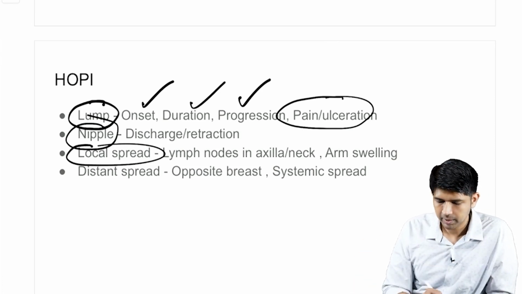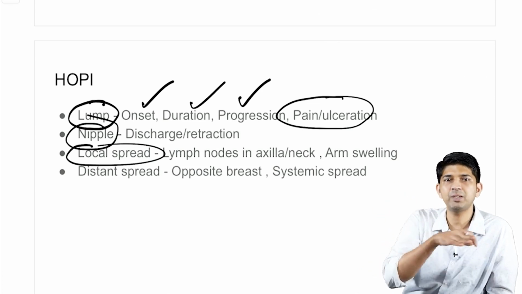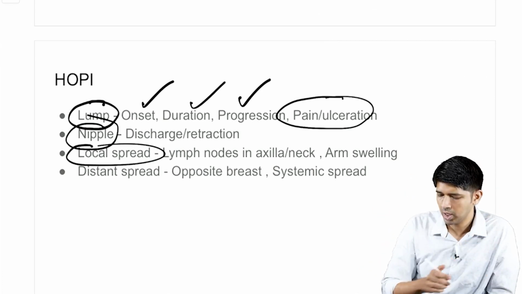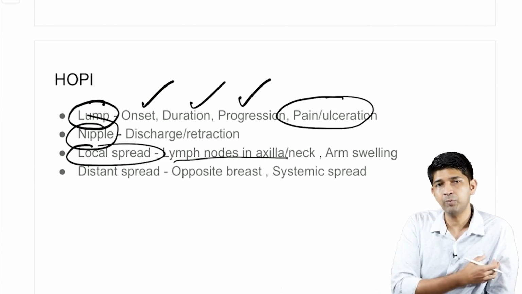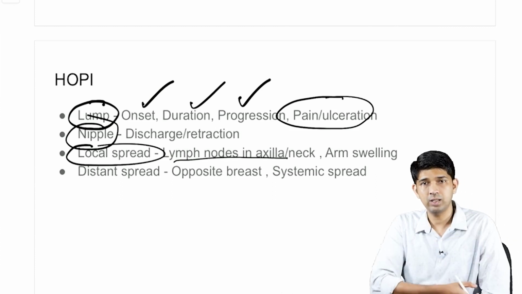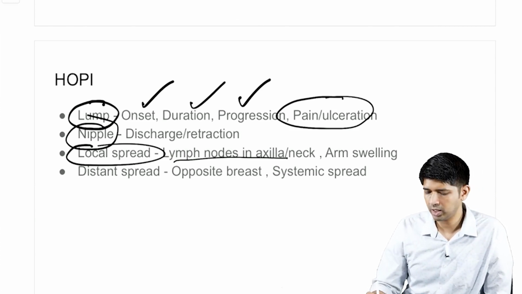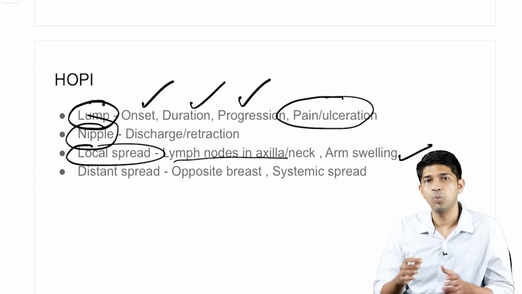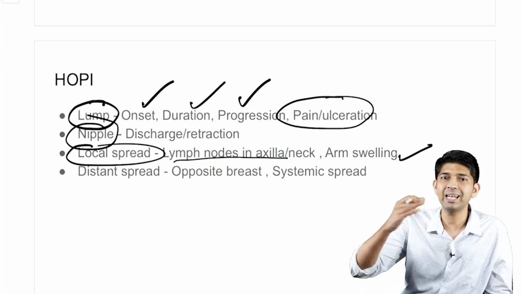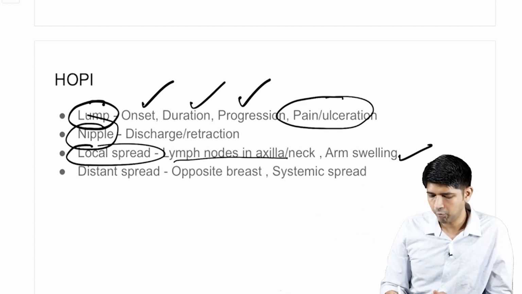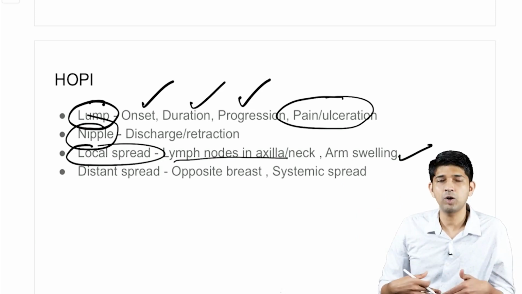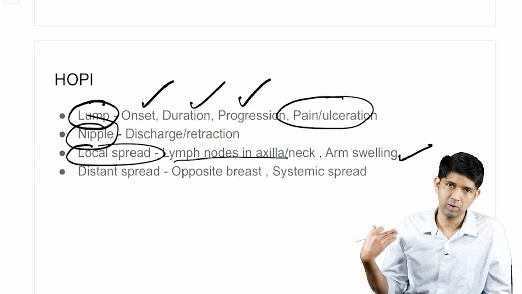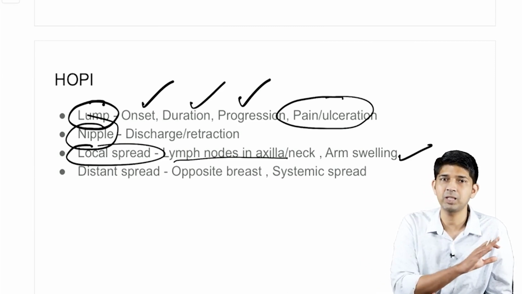Then local spread. Now that we have finished the breast, from the breast where can it go to? First is the axillary lymph nodes. So you're going to ask for swelling in the axilla or in the neck. And if the axillary lymph nodes get blocked, it can cause lymphedema of the upper limb. So you're going to ask for arm swelling. Once you've finished locoregional spread, then go to distant metastasis. One, it can go to the opposite breast or to various other organs, to the liver, the lungs or the bones. So you're going to ask history with respect to those.